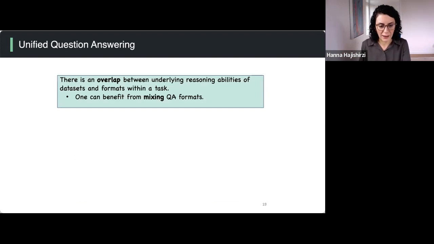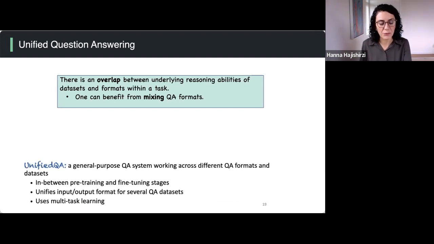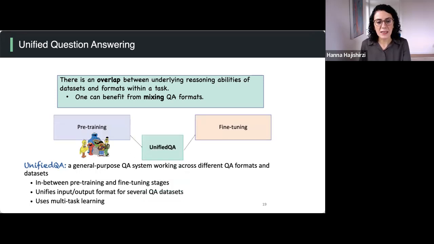Here, we argue that there is an overlap between the underlying reasoning abilities of these types of question answering tasks, and one can benefit from mixing all these question answering formats. In particular, we introduce UnifiedQA, which uses multitask learning to build a general purpose QA system. It sits in between the pre-training and fine-tuning stages.